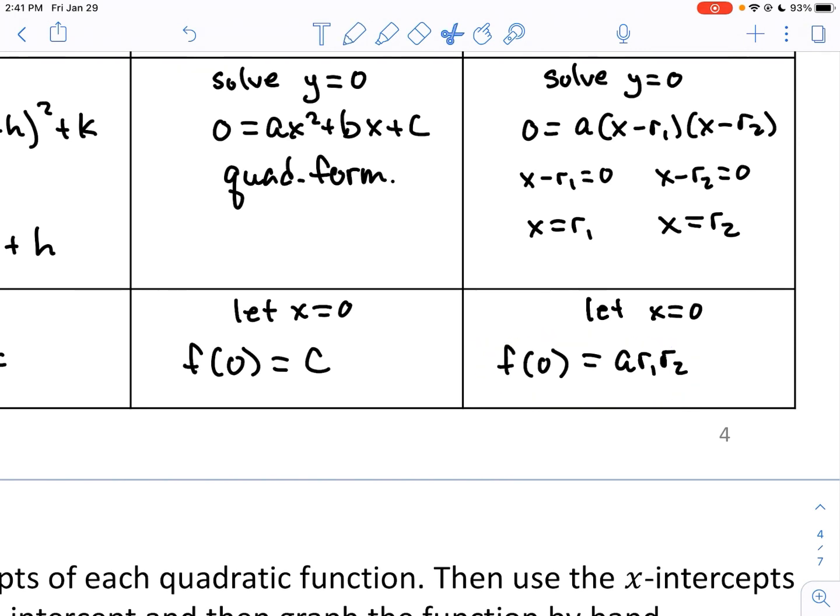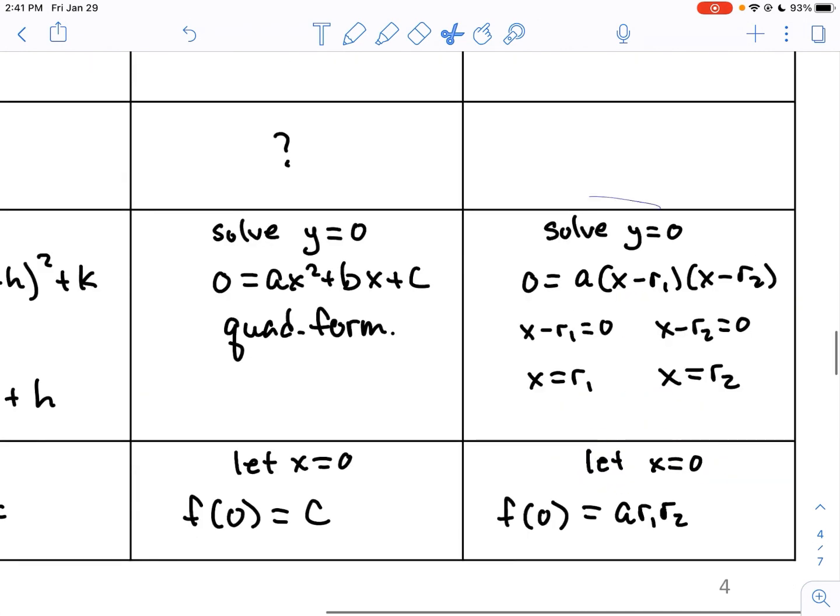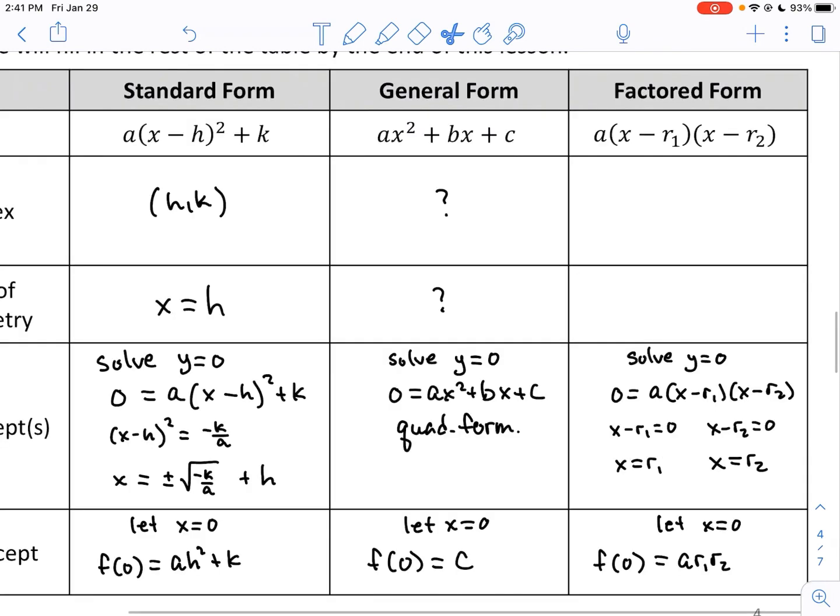It's an interesting observation, but what you do need to know is that you should let x be 0 when you're trying to find a y-intercept. And what you should know up here is that when you want to find x-intercepts, you let y be 0 and solve for x. How about the vertex?